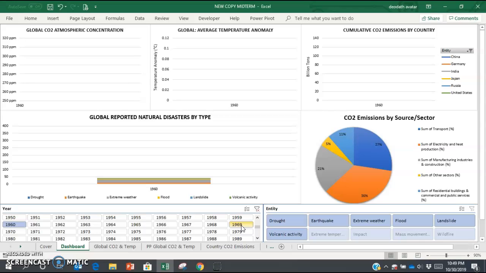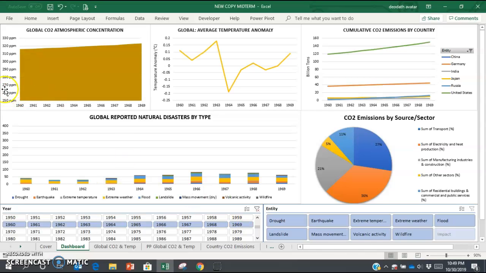Let's do a 10-year period. We see that year by year, from 1960, it's at 316, let's say, parts per million. If we go over to 1961, it's still at 316 parts per million, but it increased by 0.7. So there's not a large increase. If we continue to go, we'll see that it's increasing around 0.6 to 0.7 ppm per year.